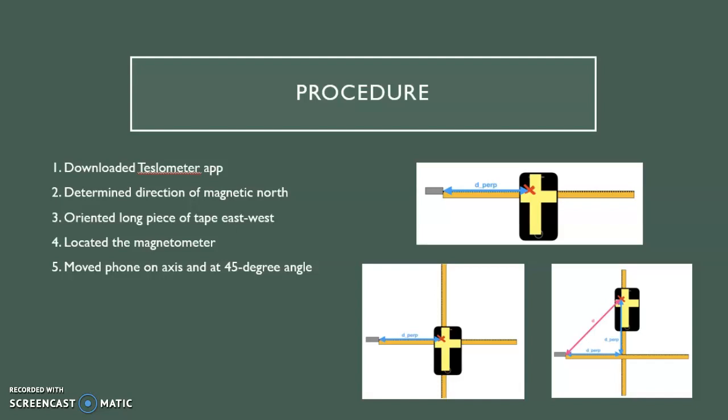Finally, I moved my phone on axis and also took measurements of the magnetic field at a distance 45 degrees off the axis of the magnet, shown in the figure in the bottom right corner.